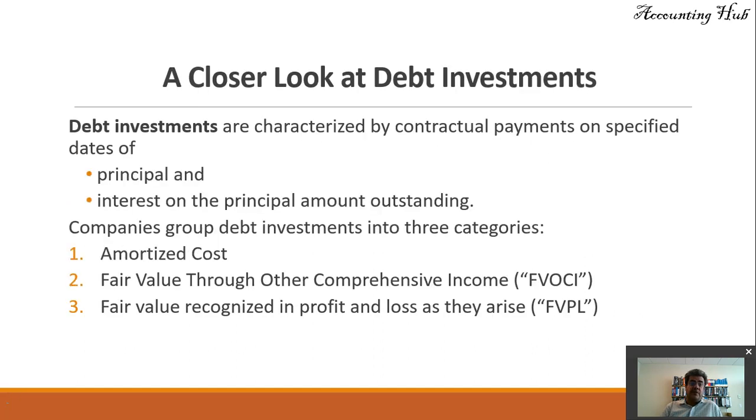So what do we have here? Debt investments are characterized by contractual payments on specified dates of principal and interest. And companies group investments into three categories, and here we have some changes in names especially. One, amortized cost. Two, FVOCI, or fair value through other comprehensive income. And number three, fair value recognizing profit and loss as they arise, or FVPL.